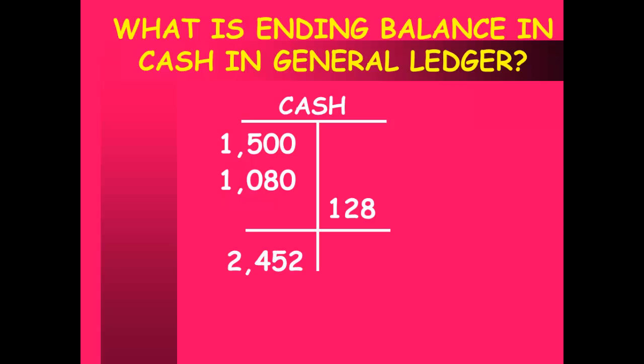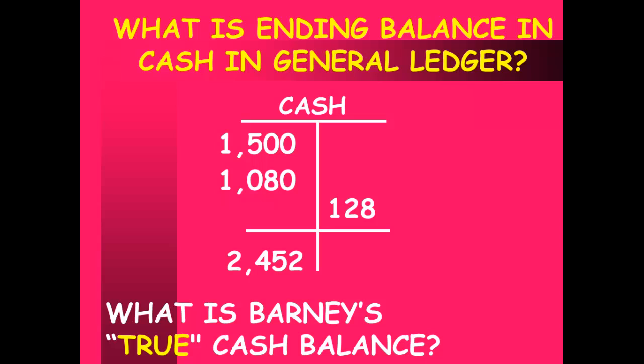2452. Have I seen that number before? Where did I see it? It is the adjusted balance per the books and the adjusted balance per the bank. What is my true cash balance? 2452. So when I show cash on the balance sheet, the correct number would be 2452. And that is my bank reconciliation.